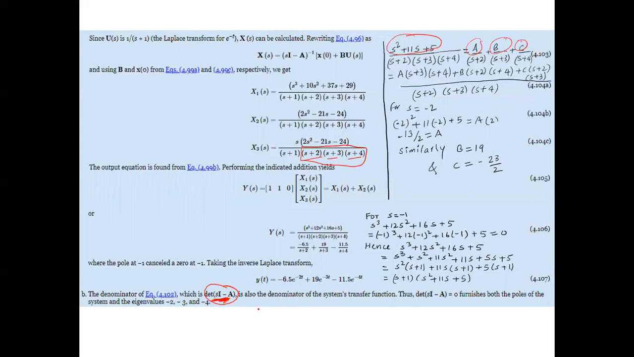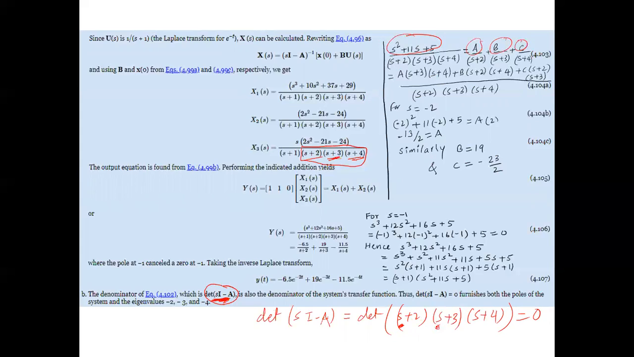So this means the determinant of sI minus A equals the determinant of (s plus 2), (s plus 3), and (s plus 4). So that should be 0. When you set it equal to 0, the values of s you get are called eigenvalues.